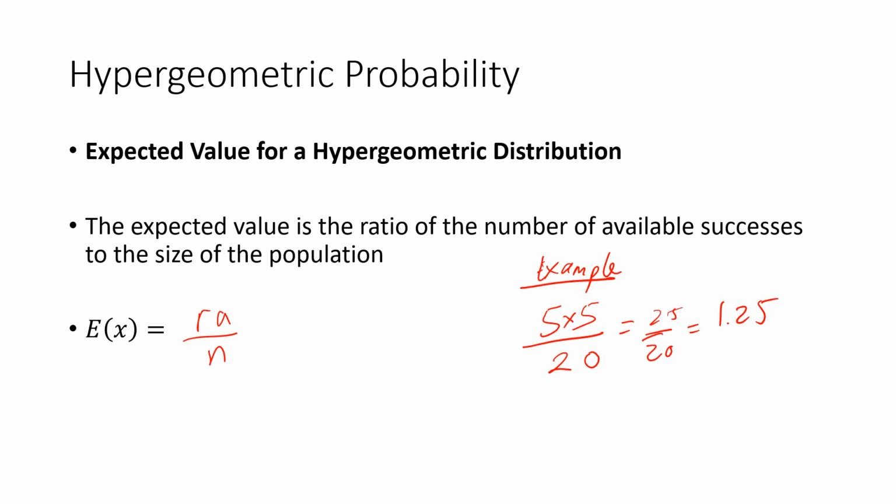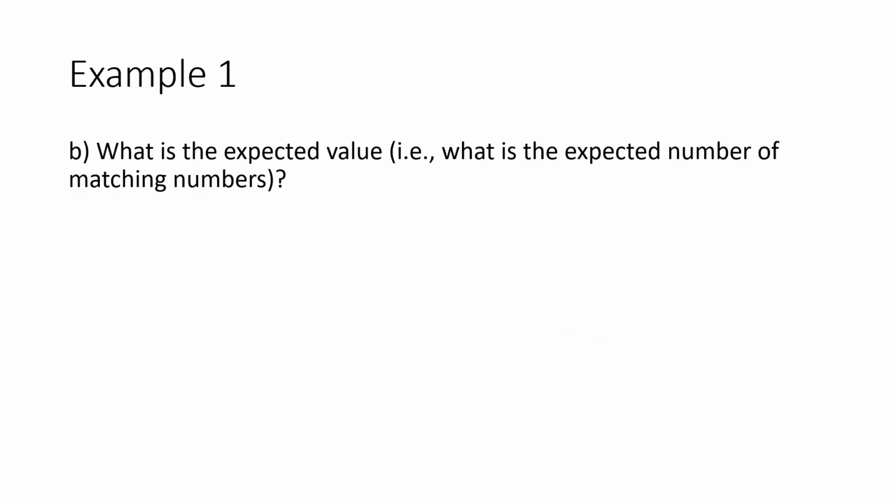And what does it mean in the context of that lottery? If we played that lottery many, many times, on average, we will match 1.25 numbers. Now again, the math for the expected value here is kind of complicated. We're not going to go through the proof for the formula. We're just going to learn to use the formula. So I kind of just went through the answer for B there, right? It was 1.25.